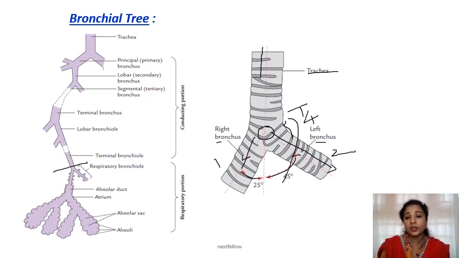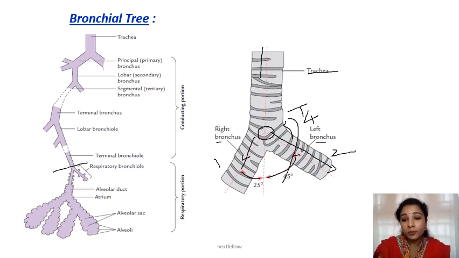So now we know the right lung is more prone to infections because the right bronchus is vertical, in line with the trachea. So aspiration of foreign particles occurs more easily on the right side than the left side. The left is more or less horizontal and makes up to 45 degrees of angle.